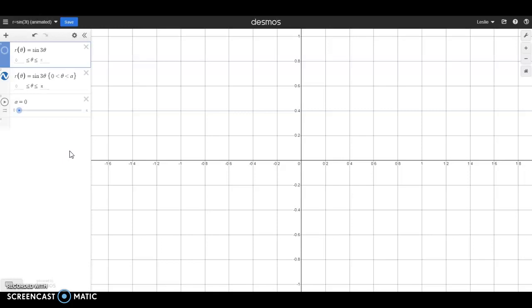Another thing it'll do is make a nicer graph, and it'll be faster as well. We're not going to be plotting individual points this time, just looking at the graph. In fact, Desmos is going to be doing the plotting, and it's just kind of doing it behind the scenes.